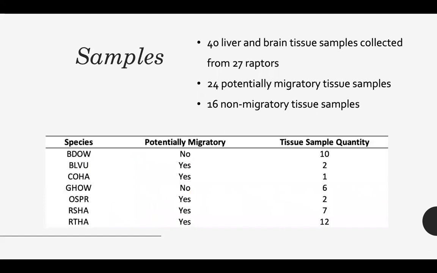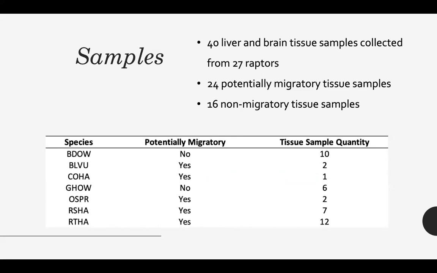Raptors were acquired from the Carolina Raptor Center. We collected 40 liver and brain tissue samples from 27 raptors. These raptors were not selected based on cause of death or symptomology, as one goal of the study was to determine how widespread this issue is outside of just those presenting with symptoms.